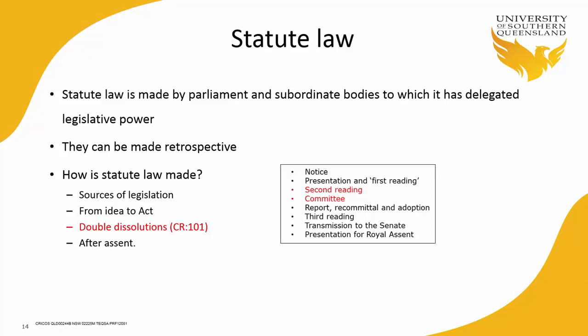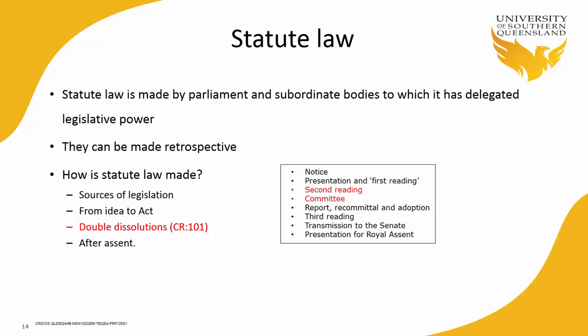If, for example, the Senate twice rejects or fails to pass a bill, or passes it with amendments to which the House of Representatives won't agree, and if there is an interval of 3 months between rejections, the Governor General may dissolve both houses simultaneously and call for elections to the House of Representatives and the Senate. That's why they call it double dissolution.